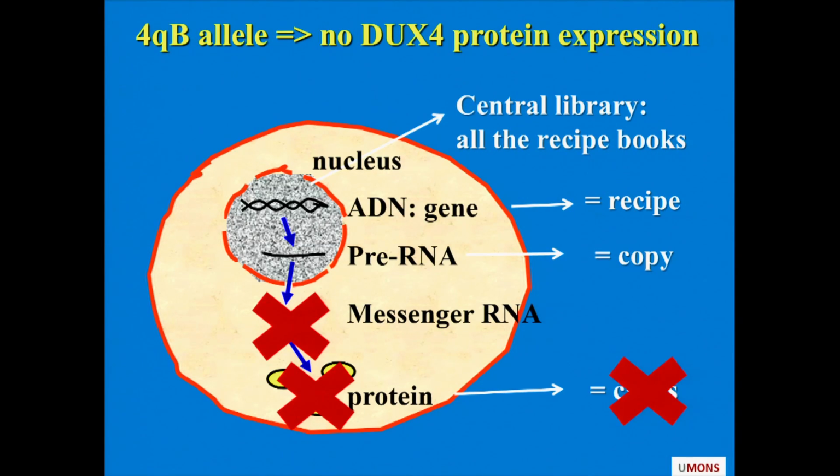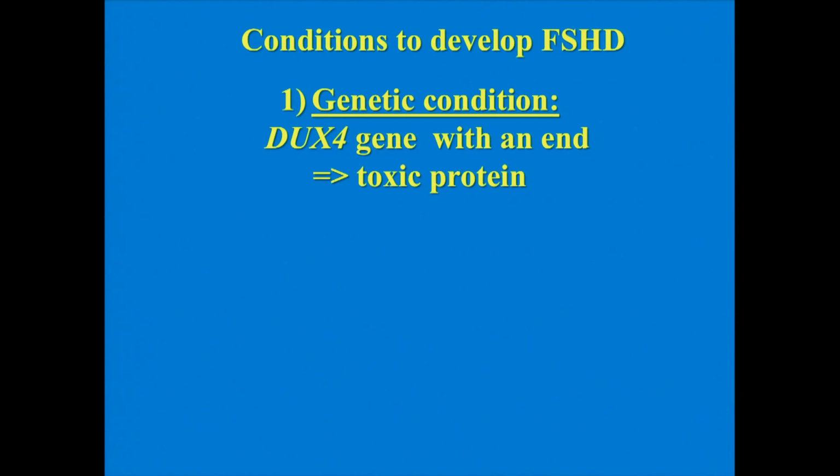Now, people who have another version of chromosome 4, where this poly-A signal is not present, are said to have the 4qB allele. And these people will have a messenger RNA for DUX4 that does not have the poly-A tail, that is unstable, that will be destroyed. Look at the red crosses. And so if the messenger is destroyed, the protein cannot be made, and there is no DUX4 protein expression, there is no FSHD. Okay? So this was the genetic condition to develop FSHD. You need a full DUX4 gene with the recipe, with the start, with an end, and this will allow for the toxic protein.